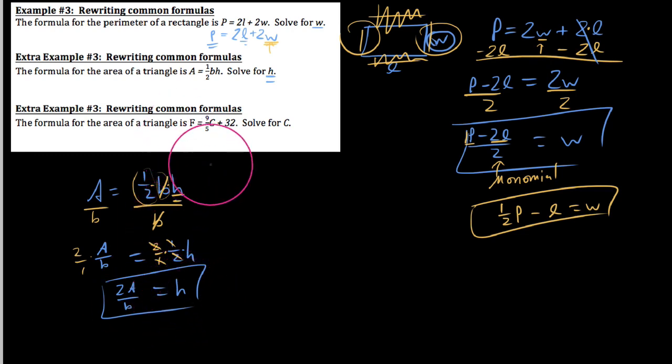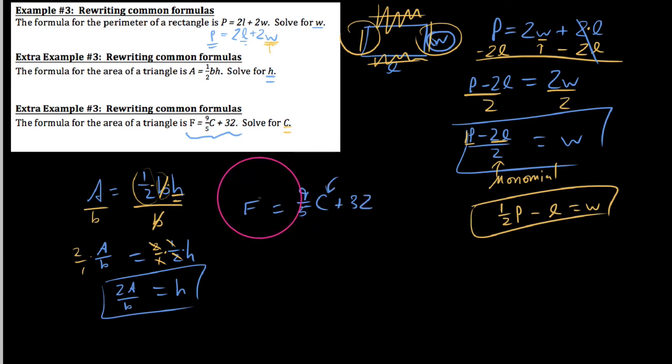And last but not least, my favorite, talk about medical conversions, okay? We want to solve for C here. So we've got Fahrenheit equals 9/5 Celsius plus 32 degrees. And what this does is it converts degrees in Celsius to Fahrenheit. Okay, so let's say I want to get Celsius from Fahrenheit. Maybe I should get C by itself.